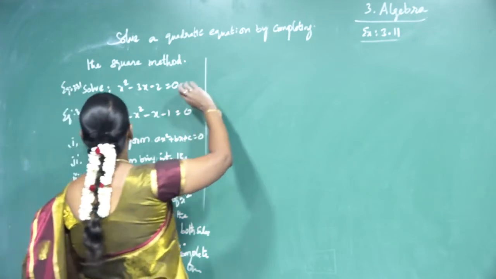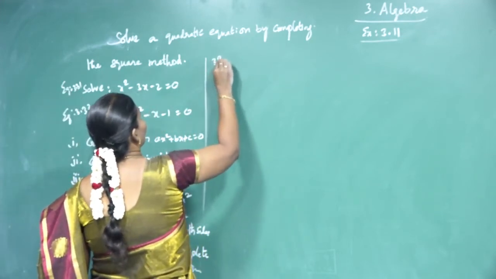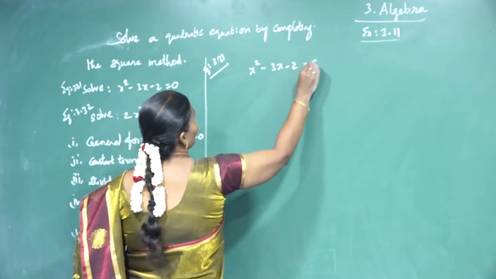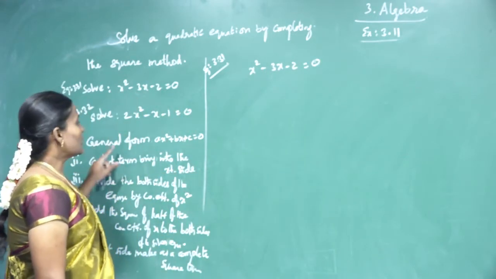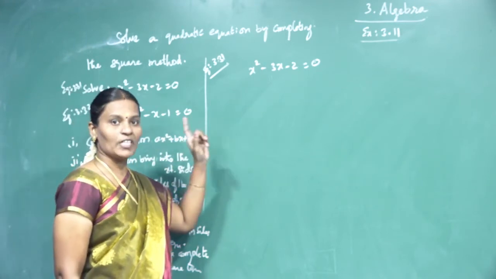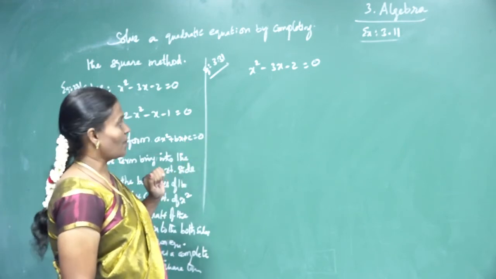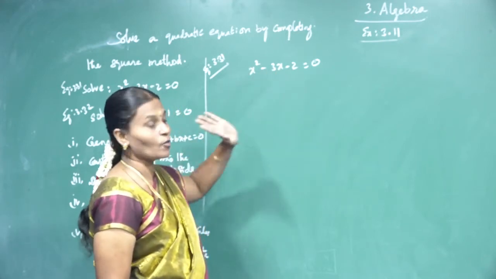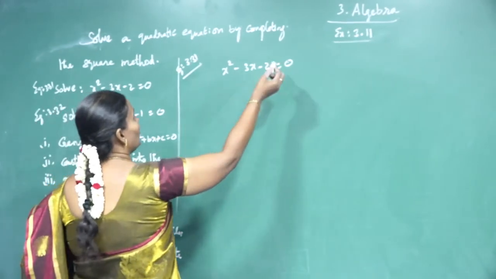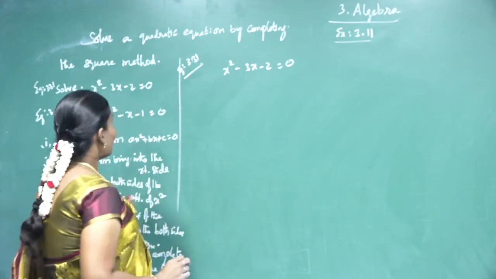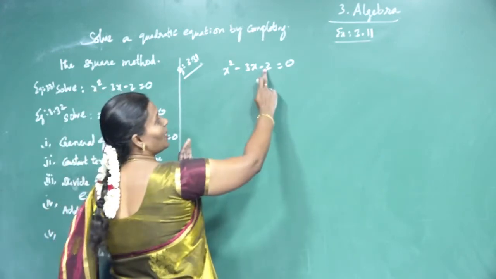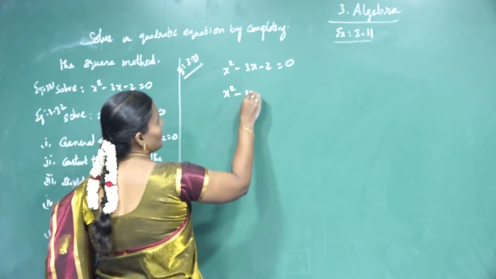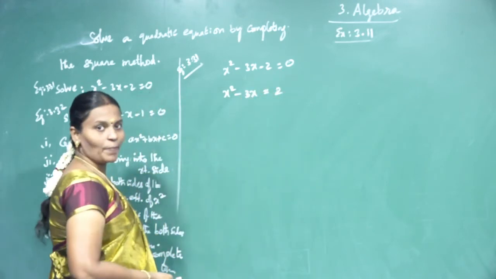Now we see how to do that. See example 3.31: solve x square minus 3x minus 2 is equal to 0. What is the first step? You have to check that the given equation is in the general form of the quadratic equation. Yes, this is in the general form, ax square plus bx plus c equal to 0. Then the first step is over. What is the second step? The constant term, minus 2, you bring it to the right side. So x square minus 3x is equal to 2. Second step over.